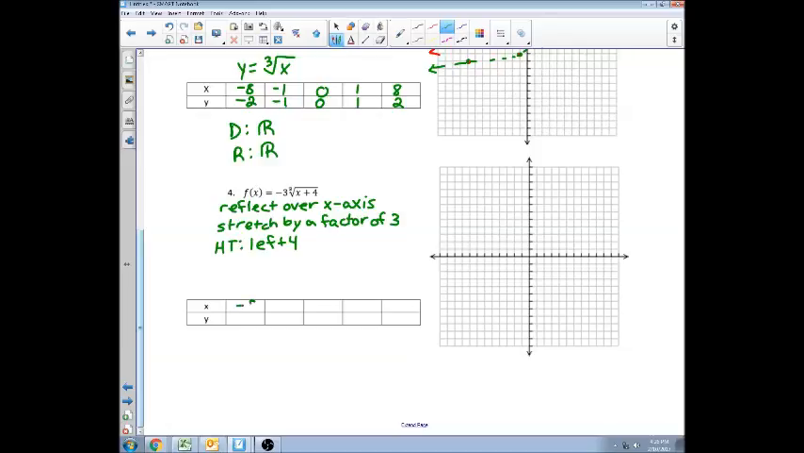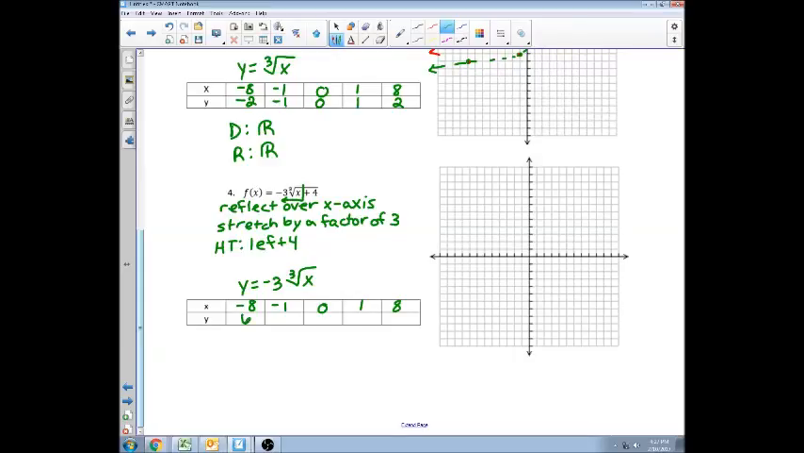My x's are always negative 8, negative 1, 0, 1, and 8. And to fill in my table, I'm only going to use that portion of my original problem. So y equals negative 3 times the cube root of x. If I put negative 8 in for x, the cube root of negative 8 is negative 2. Negative 2 is then multiplied by negative 3, which would get me positive 6.